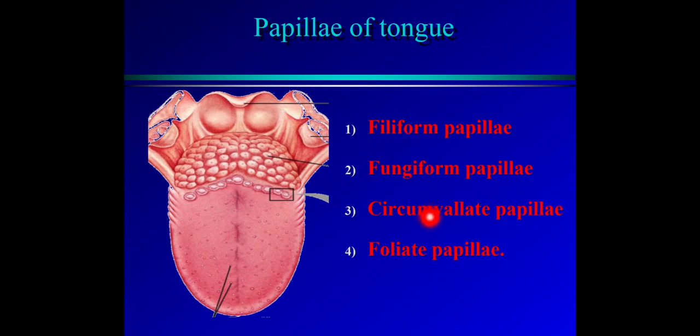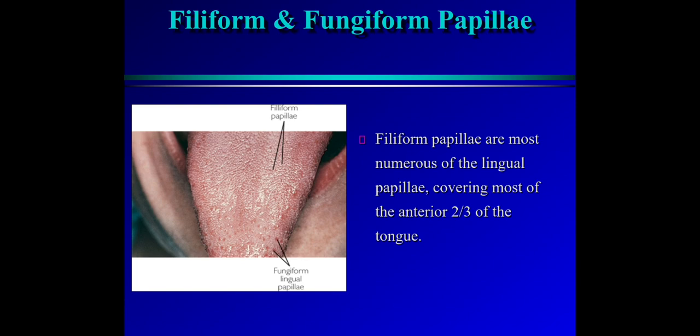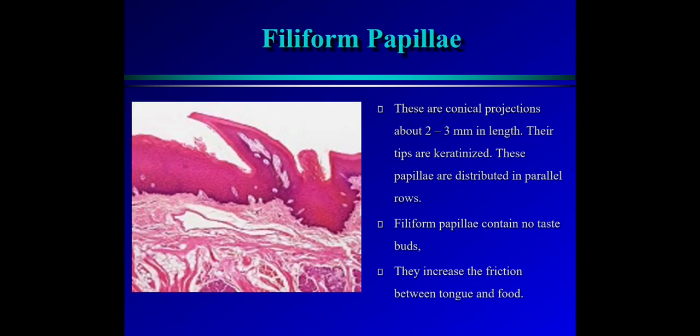But foliate papillae are rudimentary papillae. So we'll just study these three different papillae, the histological features of these three papillae. First we'll discuss the filiform and the fungiform papillae. The filiform papillae are the most numerous of the lingual papillae. They cover most of the anterior 2/3 part of the tongue. Here the most numerous papillae seen are the filiform papillae, and the papillae seen here with the red dots, these large papillae with the rounded top, are the fungiform papillae. So these two papillae we'll discuss. First about the filiform papillae.